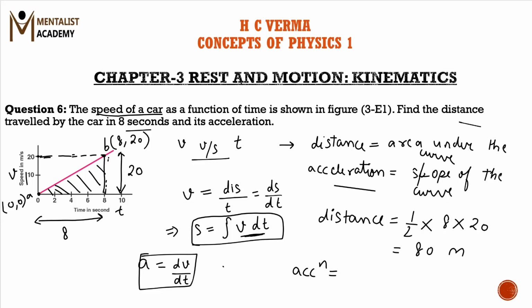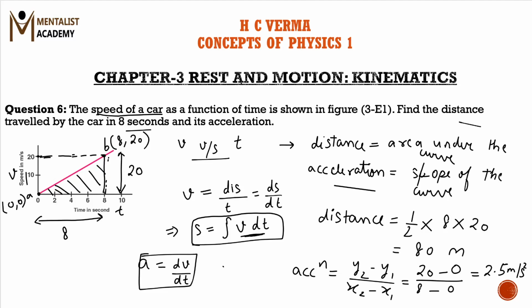The slope of any straight line is y2 minus y1 upon x2 minus x1. So y2 is 20 minus 0, divided by x2 which is 8 minus 0. So it would come out to be 20 upon 8, that is 2.5 meter per second square.